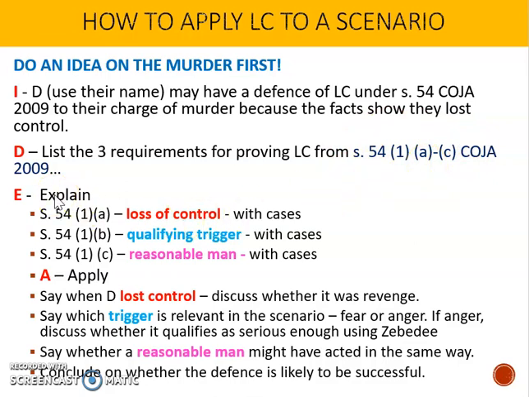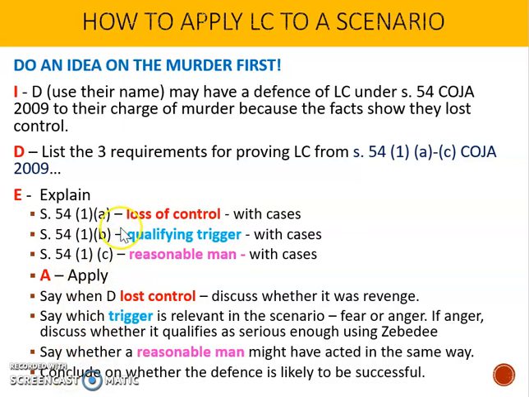You then are going to explain those 3 requirements. So you've listed the requirements, you're then going to explain them. So explain loss of control with cases. So you could use Ahluwalia there, you could talk about Bailey and Ibrams. Then you need to explain qualifying trigger. So you'd talk about the anger trigger, the fear trigger, get your cases in there. Again, you can use Ahluwalia, Zebedee, Doughty, get those in there. And then explain reasonable man with your cases. So Camplin is the case that you can use on that. And once you've explained the law, you're going to apply it back to your character.